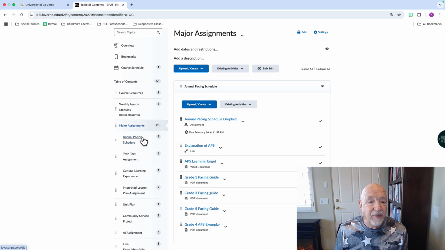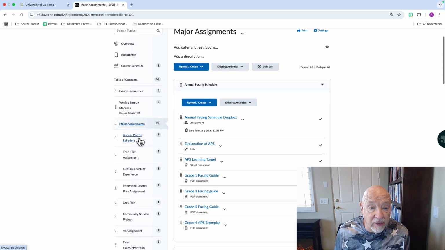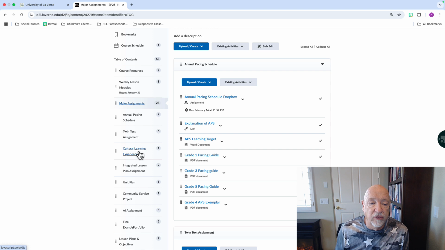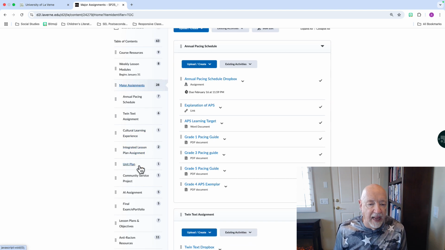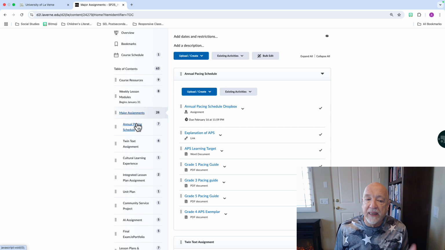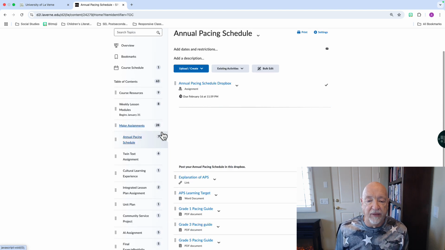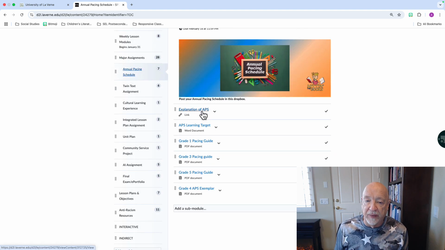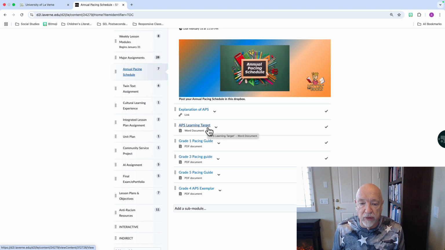So look ahead. Here's the annual pacing schedule I talked about, the twin text, the cultural learning experience, the integrated lesson plan, the unit plan, the community service project, the artificial intelligence assignment, and finally your final e-portfolio. So if you click on one, I'm going to click on the annual pacing since that's coming up. Here's an explanation for it. Here's the learning target. That's kind of like the rubric, but I call them learning targets.